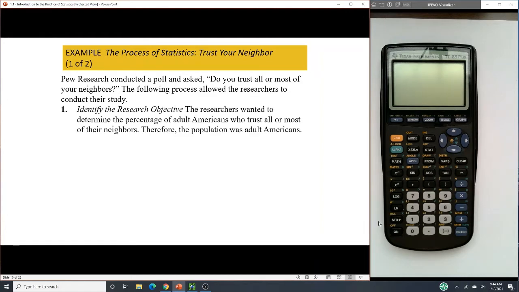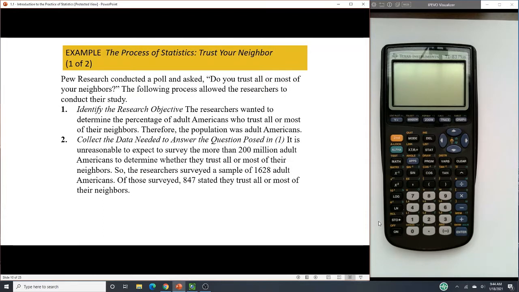All right, so our research objective: the researchers wanted to determine the percentage of adults who trust all or most of their neighbors. So the population here is adult Americans. We have our population, adult Americans, and then our question is, do you trust all or most of your neighbors? And what percentage of adults fall within that? Okay. So now we need to collect data.